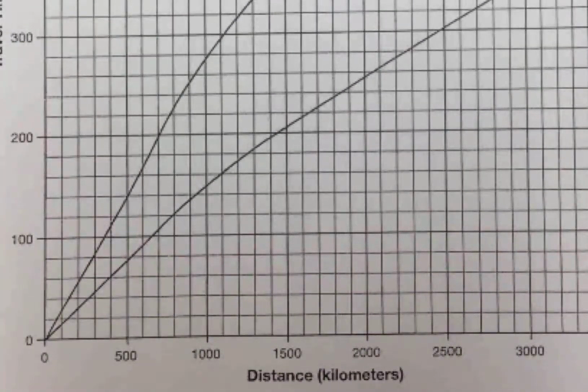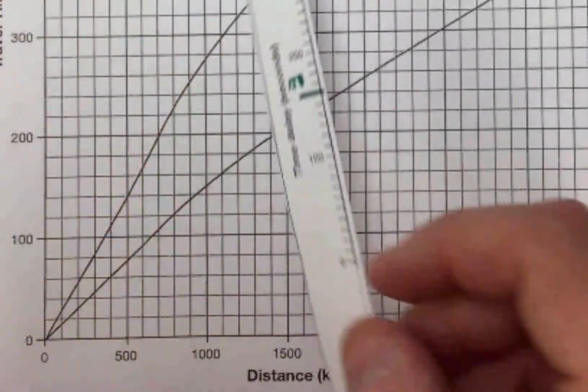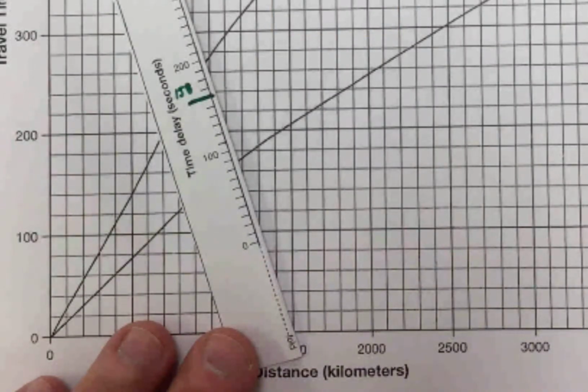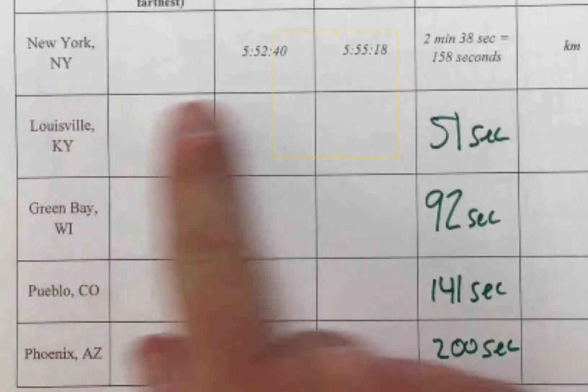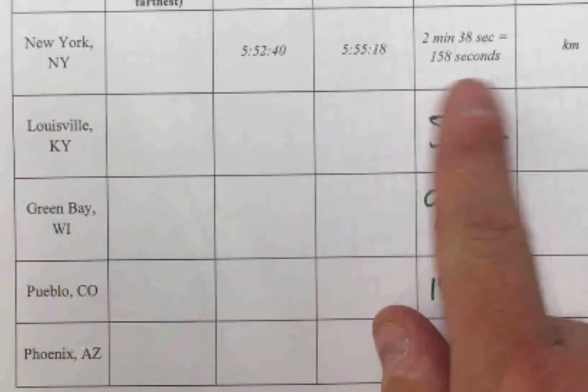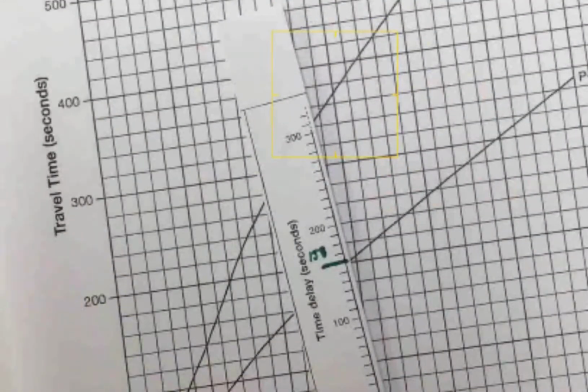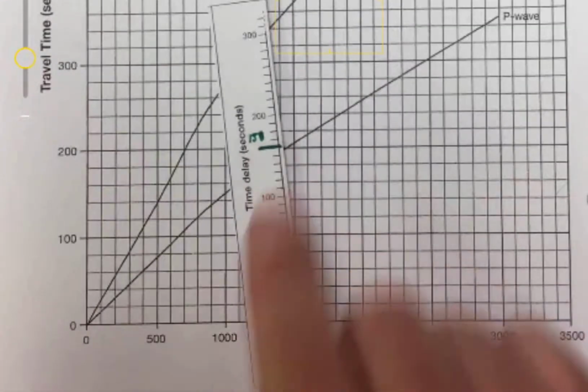So to help us find the distance from the epicenter, I'm going to use these little slips of paper. And you'll notice a couple things. Number one, I folded over on the line where it says fold. And number two, I've already marked on the slip of paper 158 seconds. Why 158? Because that's the S and P interval for New York. So there's 158 seconds, which is the S and P interval for New York, marked off right here.